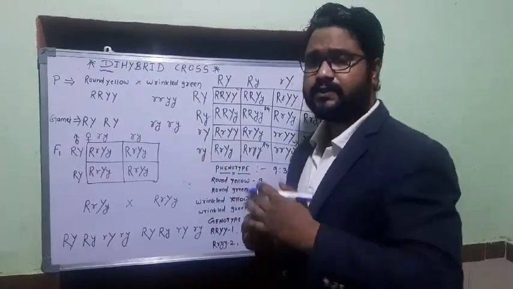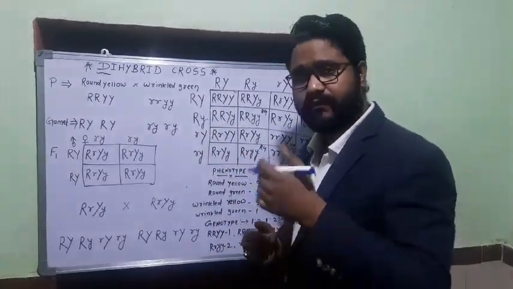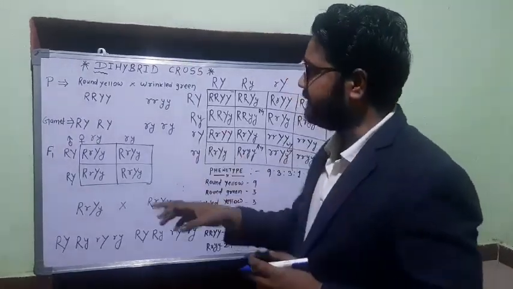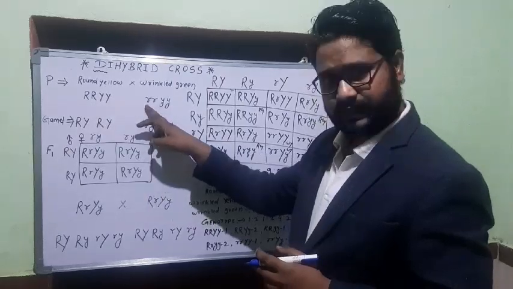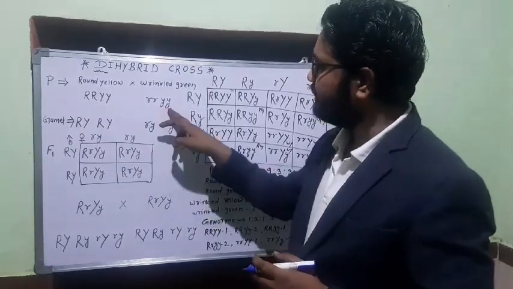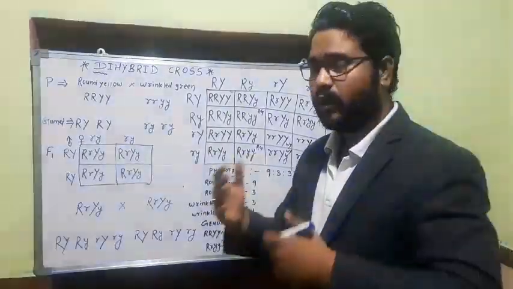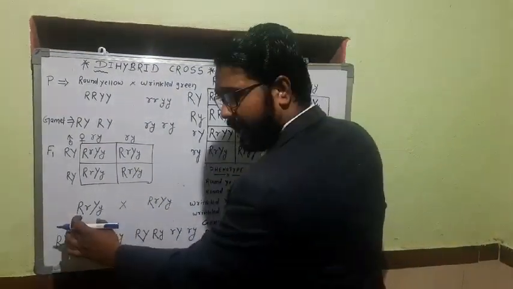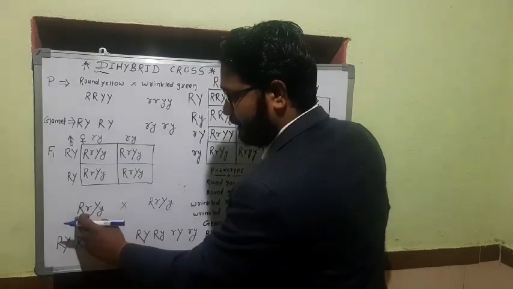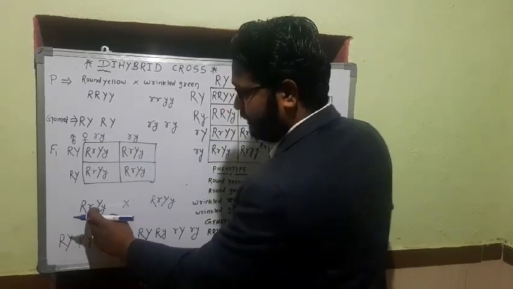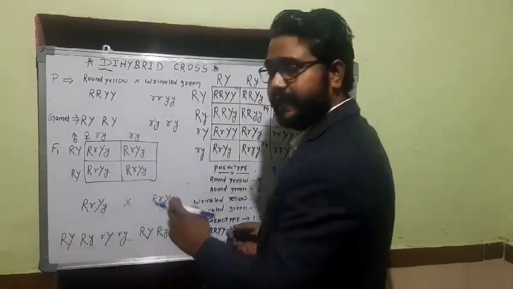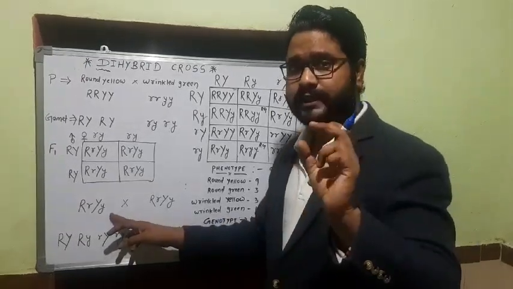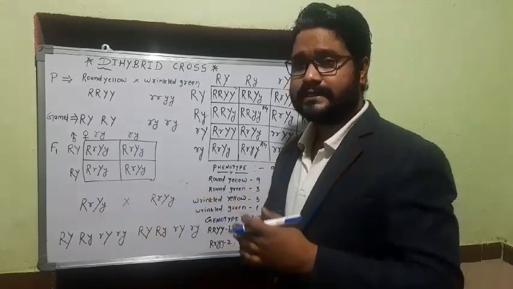Now what is going to happen in the F1 generation or first filial generation? We are getting this R and this R, this Y and this Y in the combination, and it will produce a hybrid with two traits, round with wrinkled, yellow with green. That means this is hybrid in two traits or characters. Now why is it hybrid?